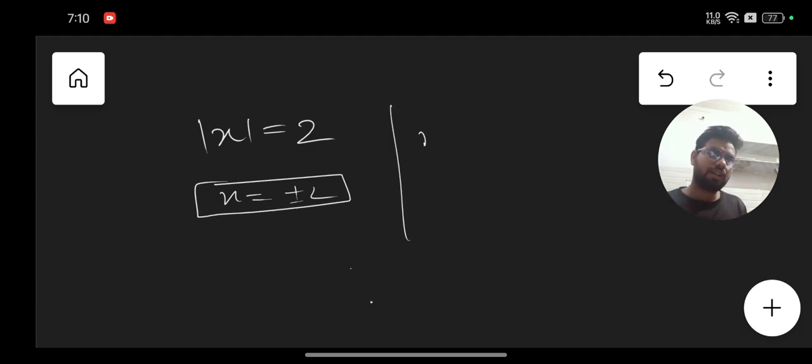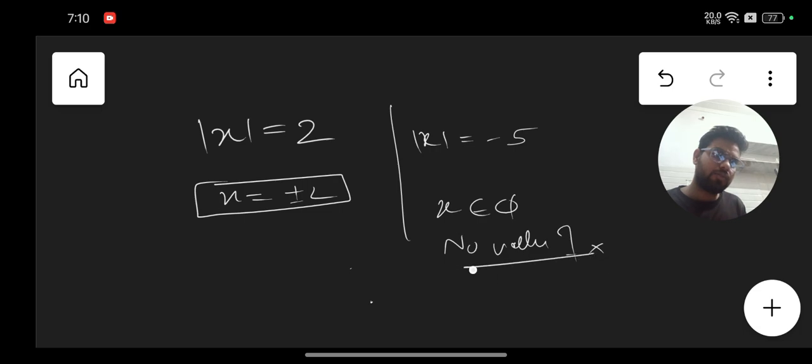Suppose if I will take mod x equal to minus 5, what is the value of x? So answer is what? X belongs to empty set, means there is no value of x. क्यों? क्योंकि mod x की value कभी negative हो ही नहीं सकती, correct? Now let's take some more examples, some more queries.